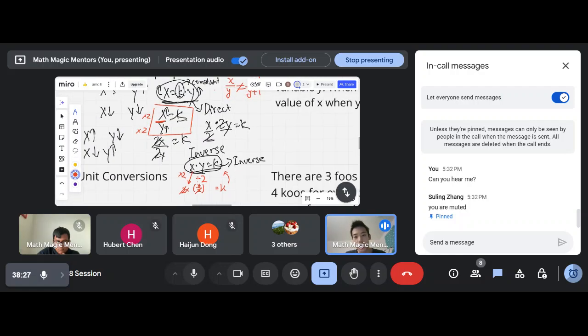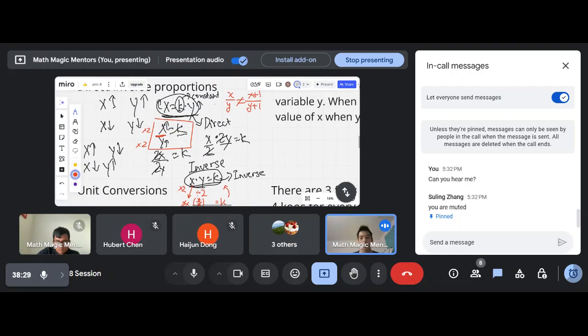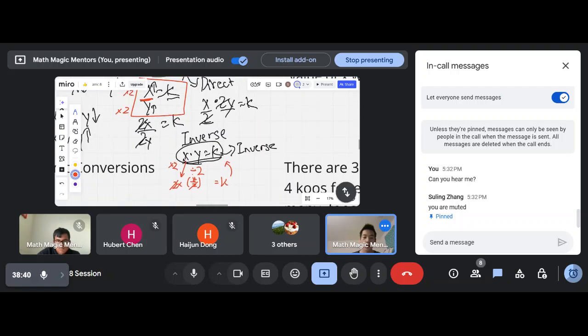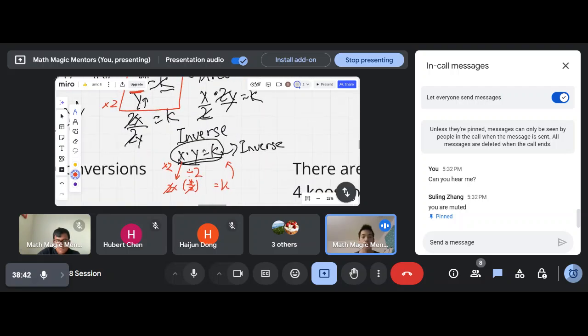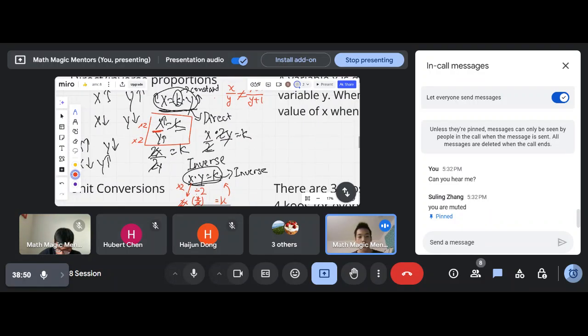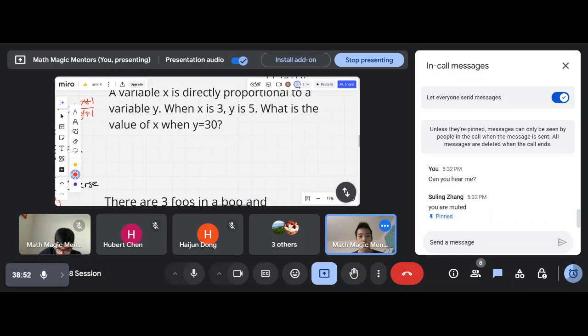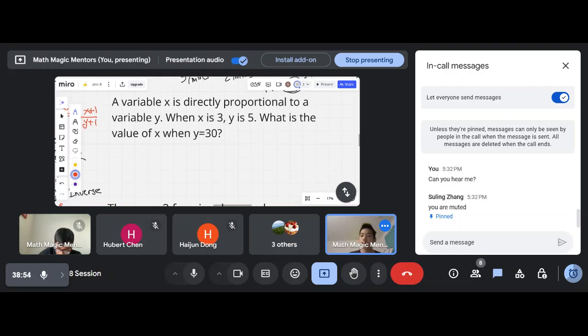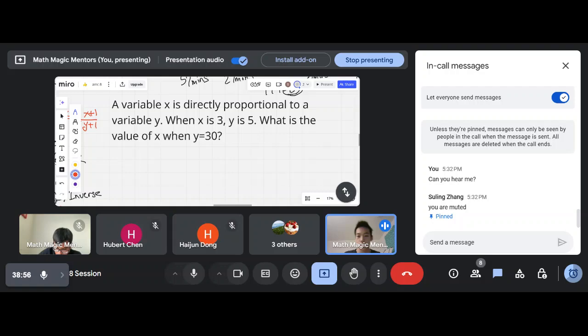So that's the basic idea of direct and inverse proportions. With direct proportions, when we scale up a number by some amount, we must scale up the other number by that same amount. And a similar thing with inverse proportions: when we scale up one number by an amount, we must scale down the other number by that same amount. So without further ado, let's try out a problem that utilizes direct and inverse proportions.